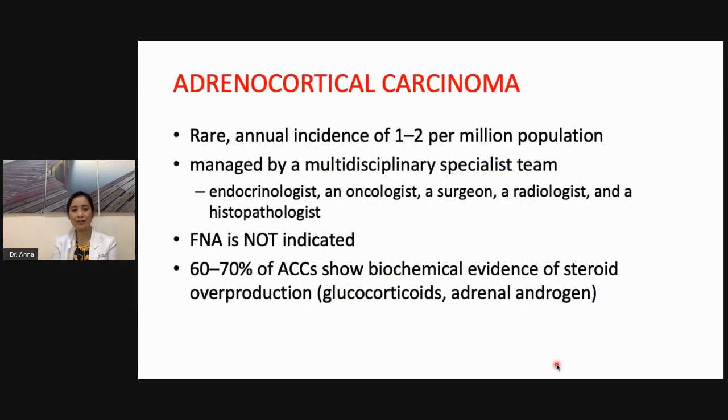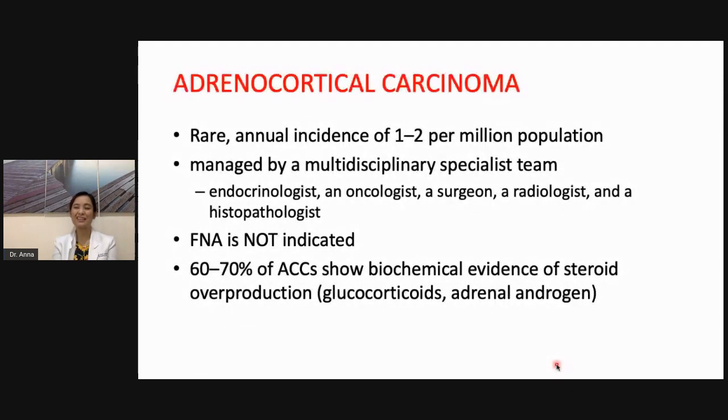So we mentioned earlier about the rare adrenocortical carcinoma. I think I've only seen about 2 or 3 patients, and that's because I train in a referral center. This is actually very, very rare. The annual incidence is 1 to 2 per million population, and it has to be managed by a multidisciplinary team because this is a very, very fast-growing tumor. Usually it is co-managed with an endocrinologist, an oncologist, a surgeon, a radiologist, and a histopathologist.